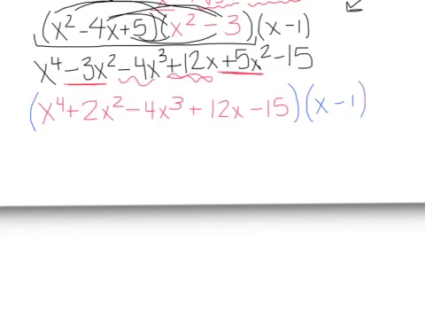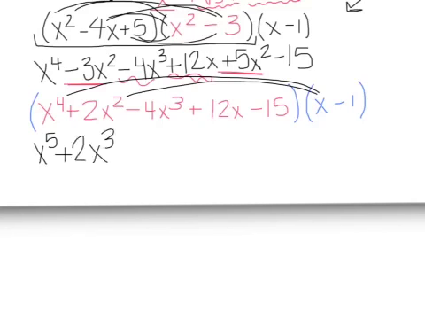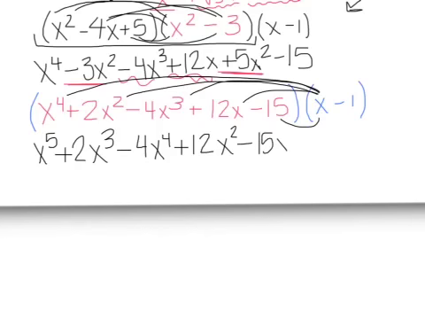So we're going to distribute again. I'm going to start back here and go this way. It's just easier to me since you only have two of them. Okay, so we are going to do x times x to the fourth. So we get x to the fifth. X times 2x squared, that's 2x to the third. X times negative 4x to the third, so that's minus 4x to the fourth. X times 12x, that's plus 12x squared. And x times negative 15 is negative 15x.